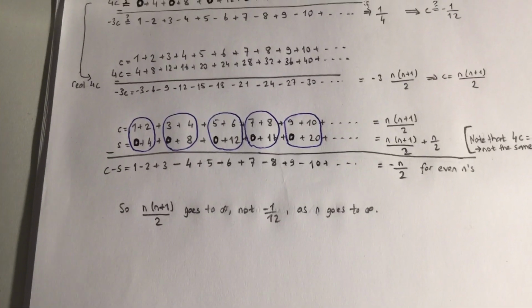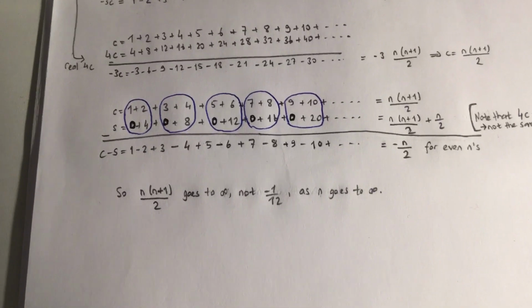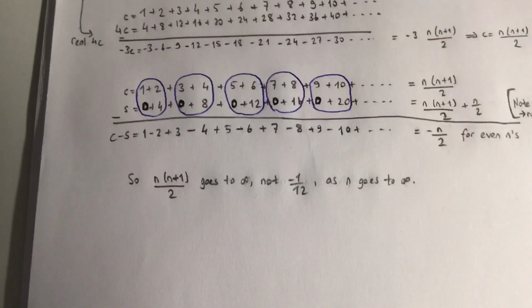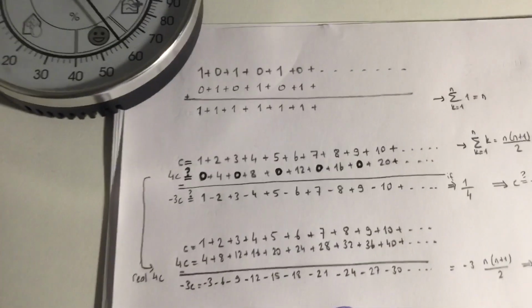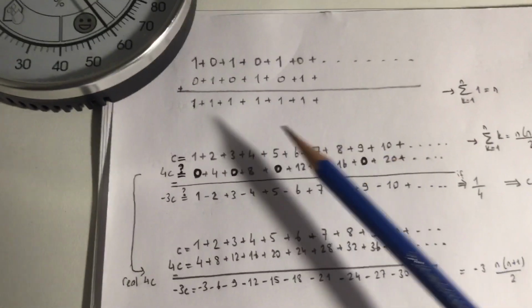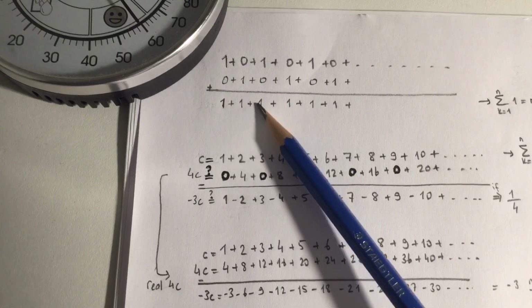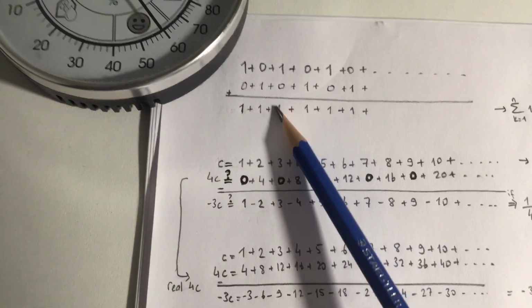Hi, in this video I will try to explain why the sum of series of natural numbers goes to infinity as n goes to infinity, not to minus 1 over 12. First, I want to show that these series, the one at the bottom and the ones at the top, are not equal.